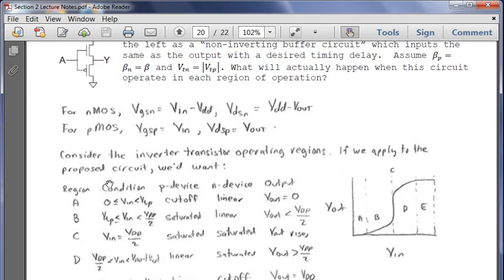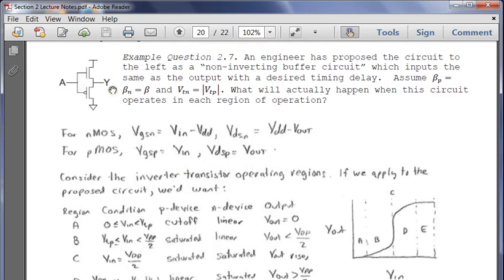So again, we define VGSN as Vin minus VDD from our TGO. We know that VDSN is VDD minus Vout. For the PMOS, the gate source is equal to Vin, and VDSP is equal to Vout. And the reason why we're able to do that is because for the PMOS, Vin is gate source, VDSP is equal to Vout, because here's Vout, drain, source, so that should be 0. So then for the NMOS, gate source is VDD minus Vin, but we've inverted that. VDSN is VDD minus Vout.